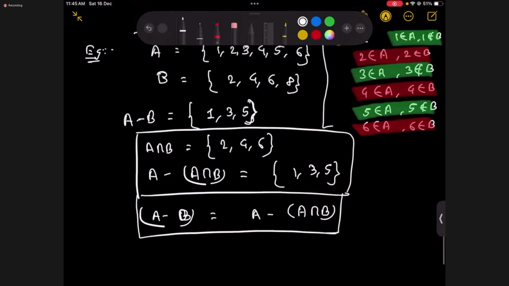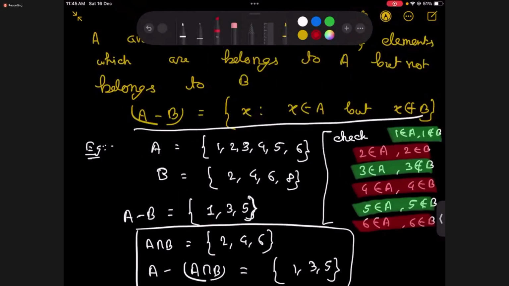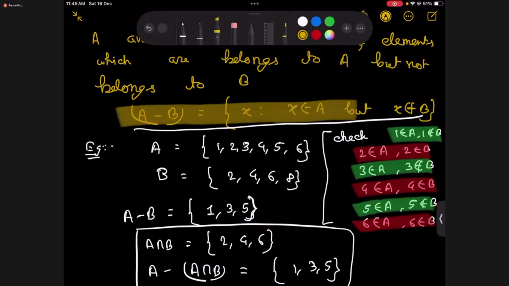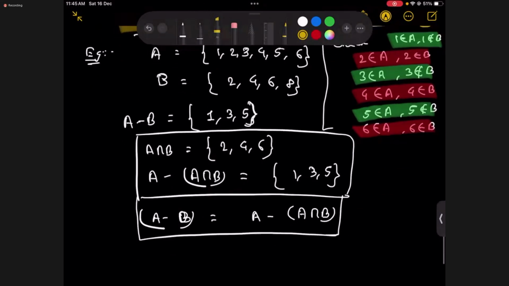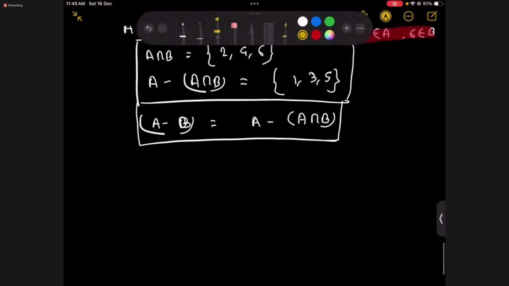Okay, so we will use this definition to find the set A minus B. So let us take another example. Example 2.